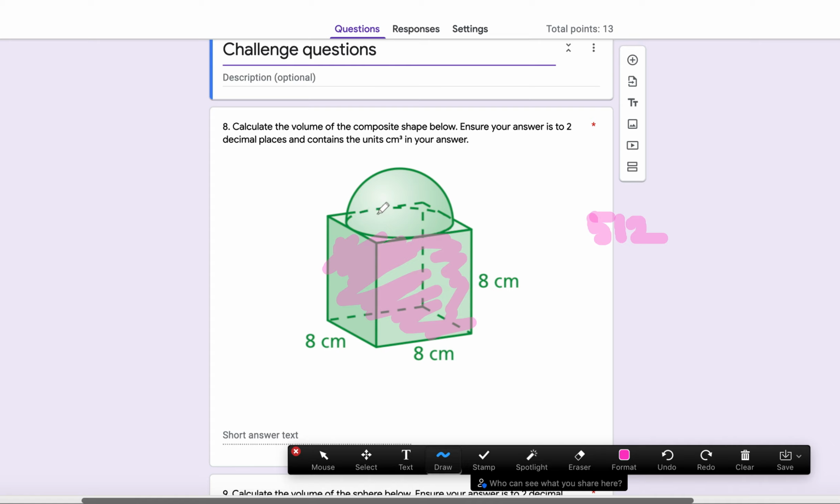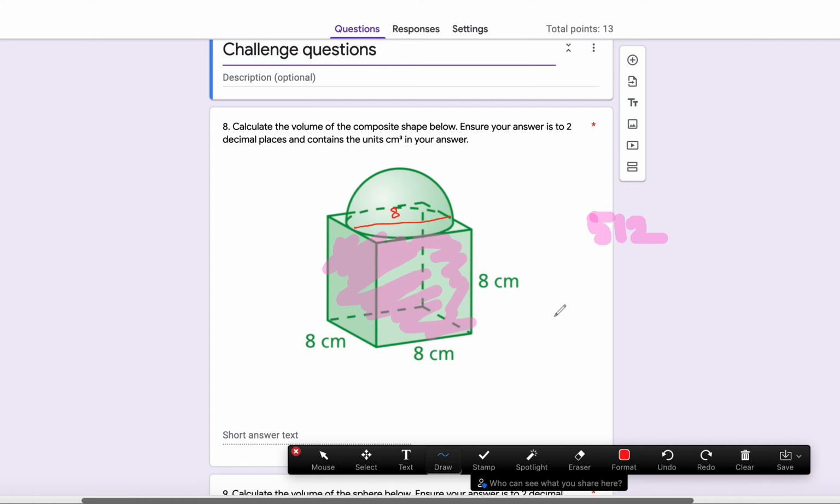We've got to find the radius of this sphere. Now we know that this cube is 8 centimeters by 8 centimeters by 8 centimeters. So that must mean that the diameter of this sphere is 8 centimeters, okay? So the diameter, I'm going to do it in red, is 8. Now how do we find the radius? You know this. How do we find the radius? We have to divide that by 2. 8 divided by 2 is 4.